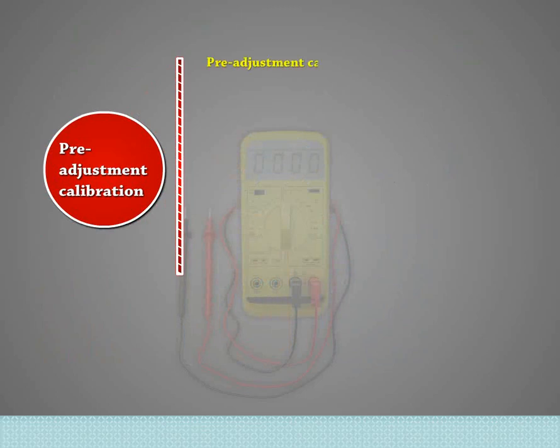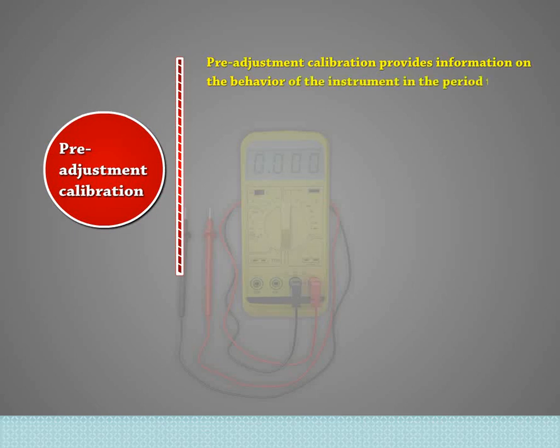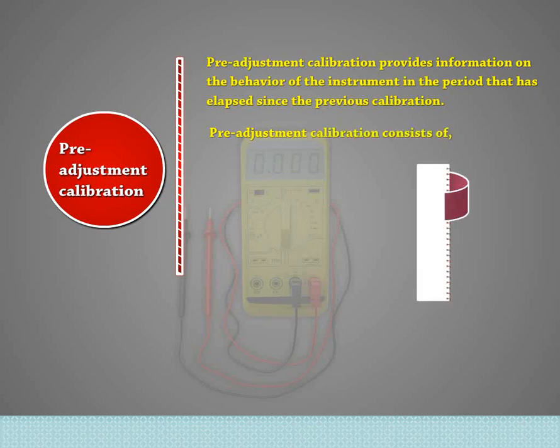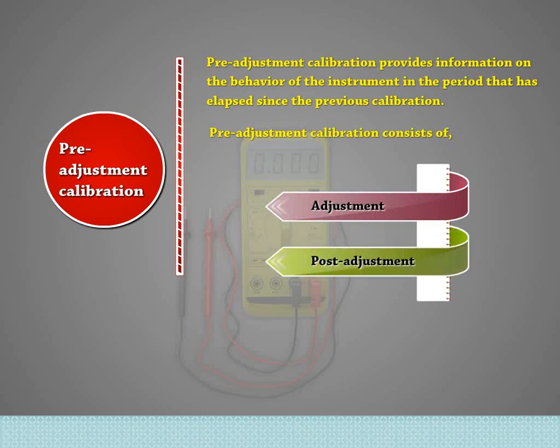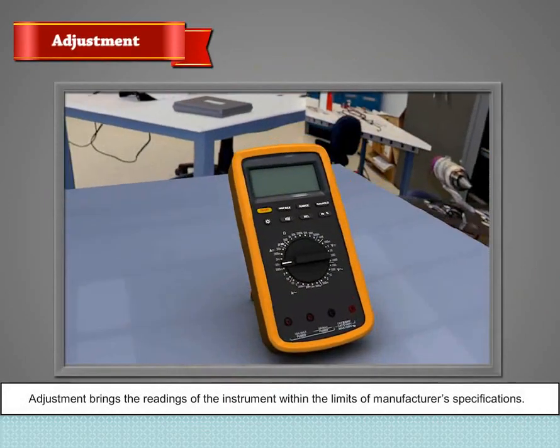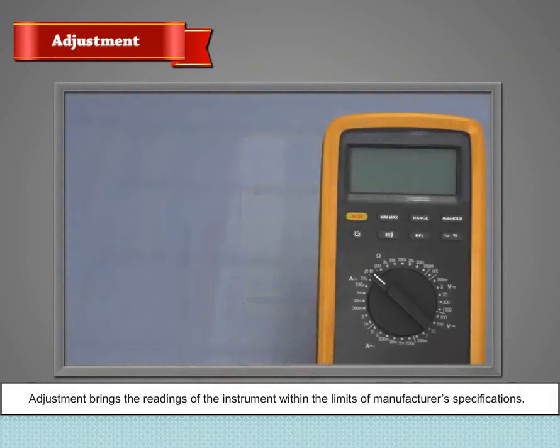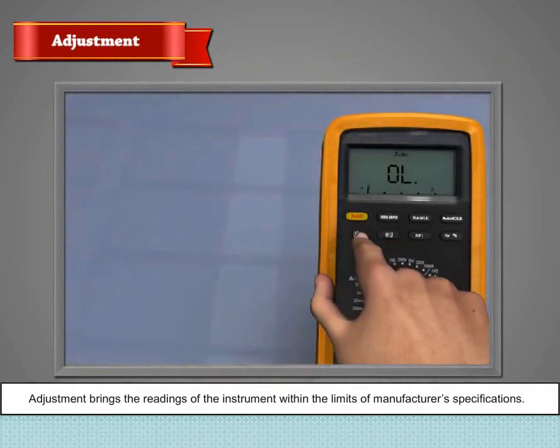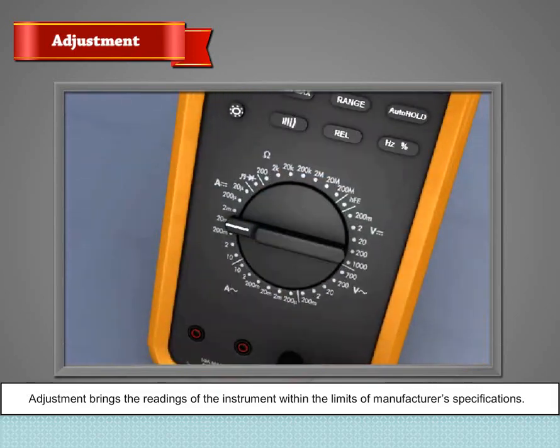Pre-adjustment calibration. Pre-adjustment calibration provides information on the behavior of the instrument in the period that has elapsed since the previous calibration. Pre-adjustment calibration consists of calibration, adjustment, post-adjustment. Adjustment brings the readings of the instrument within the limits of the manufacturer's specifications.